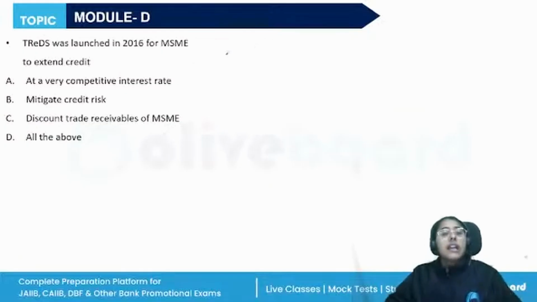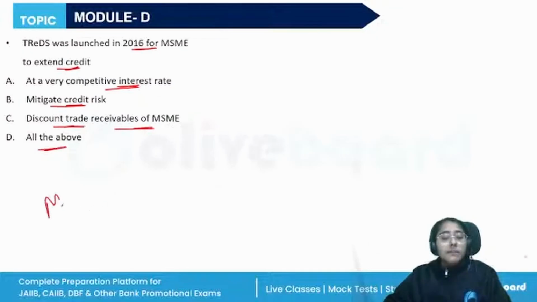Next question. TREDS was launched in 2016 for MSME to extend credit. So the TREDS platform. Why was the TREDS platform created? For the MSMEs. So the TREDS platform to extend credit at a very competitive interest rate, mitigate the credit risk, discount the trade receivables of the MSMEs, or all of the above.